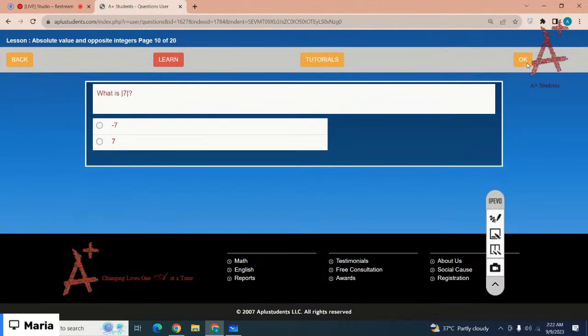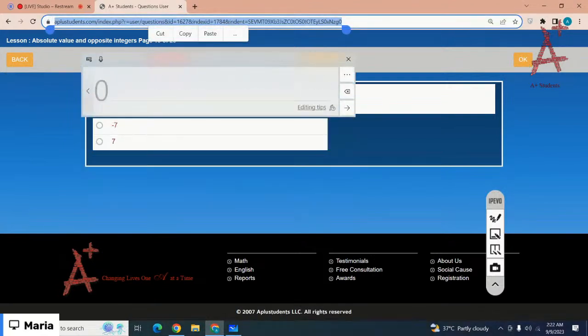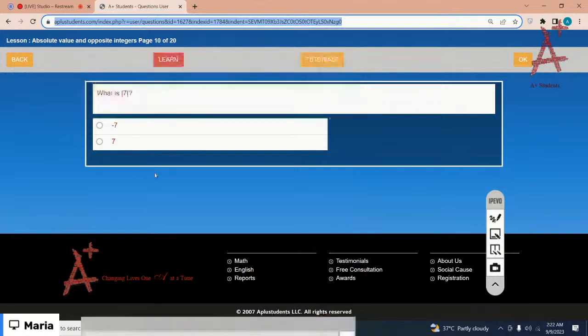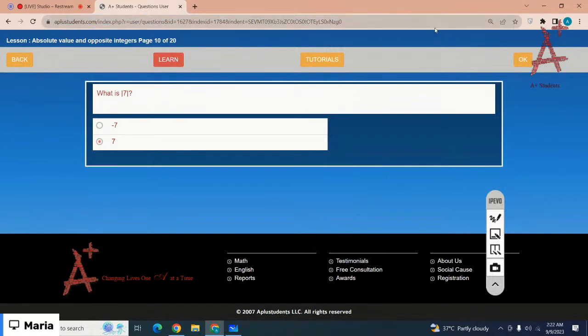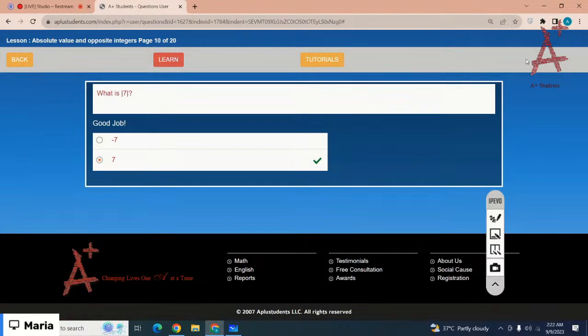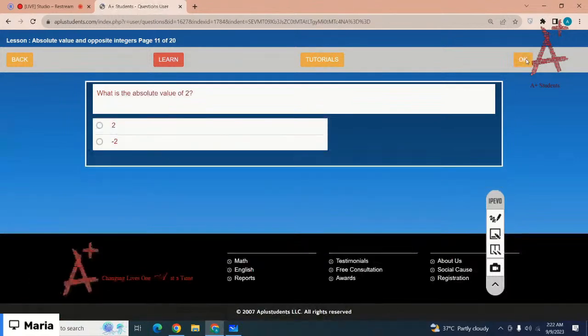What is the absolute? Basically, this is the sign of the absolute value. So what is the absolute value of 7? Yes, the absolute value of 7 is negative 7. Sorry, the absolute value of 7 is 7, right? Okay, you can complete the test by yourself later today. Let's just move on to the next lesson.